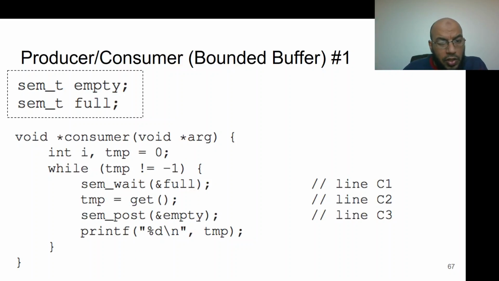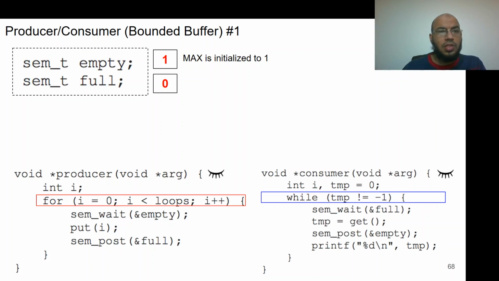The consumer will look like this. It will wait on full. So if there is nothing in the buffer, you want to wait until something comes in. And since you start from 0, you will see how this will help you here. So this is a binary semaphore again. You initialize empty to 1, max is initialized to 1, and as we said, you set full to 0 as semaphores.